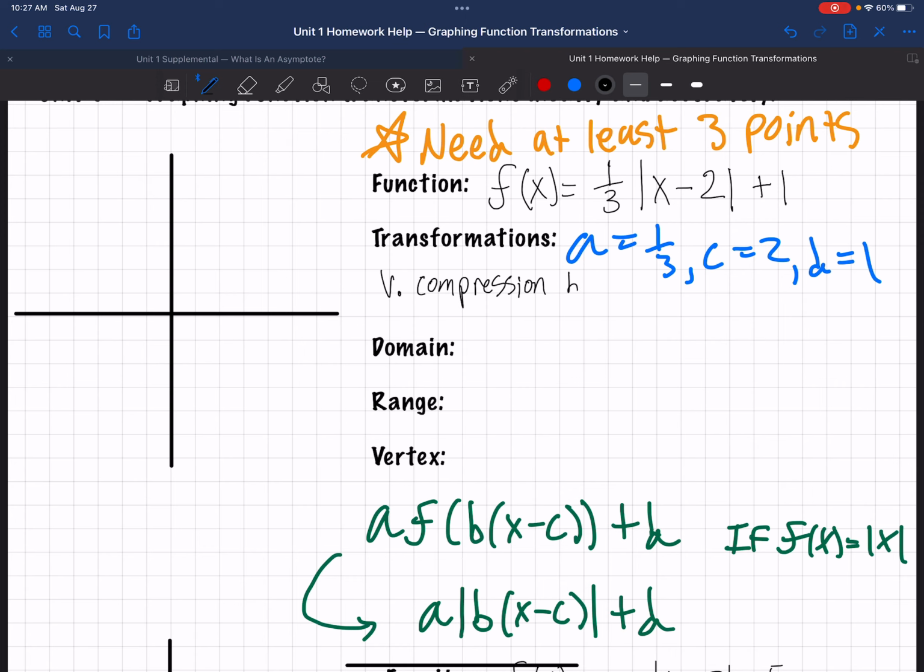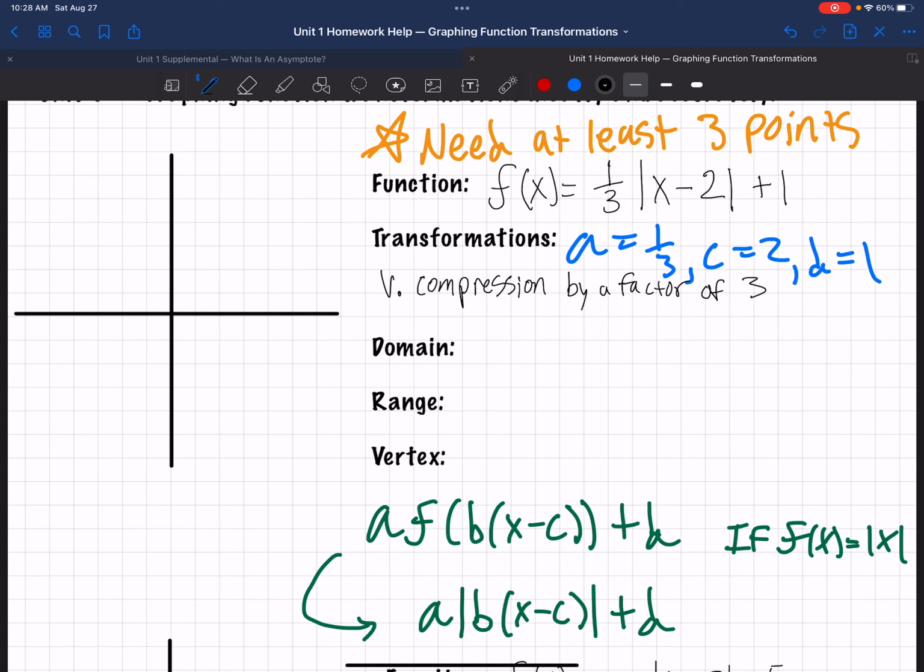Vertical compression by a factor of... Now, this is where it gets a little tricky because the technical term would be 3. All right? This is vertical compression by a factor of 3 because you're compressing it by 3, right? It's 1 divided by 3. Everything's getting compressed. It's getting divided by 3. Now, if you write vertical compression by a factor of 1/3, I'm going to know what you mean, okay?